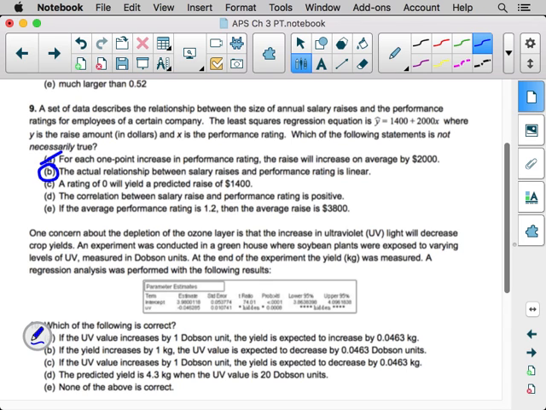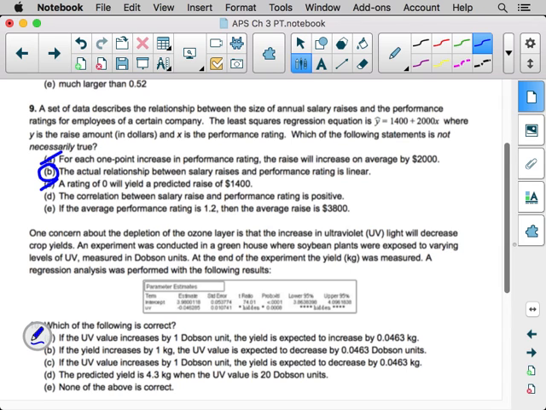Check. You sound so excited for this, AJ. A rating of 0 would yield a predicted raise of 1400. Is this a proper interpretation of y-intercept? Yes, and is it okay this time to use y-intercept? Have they given us any reason not to? No, they haven't. So again, that is a true statement, therefore we don't want it.